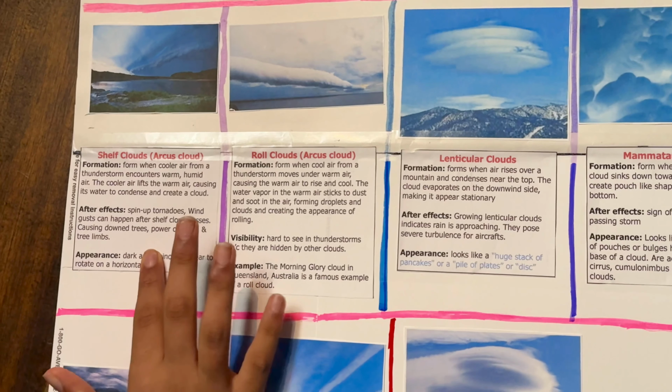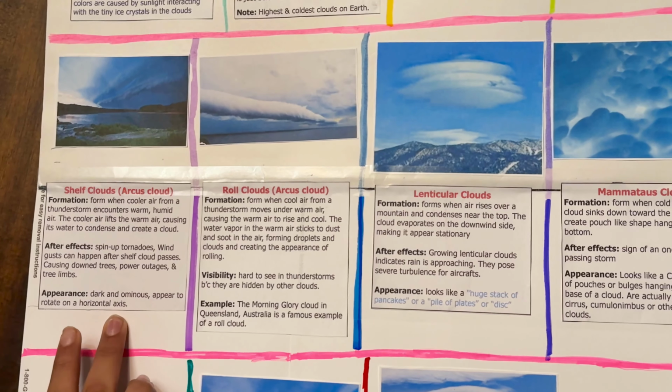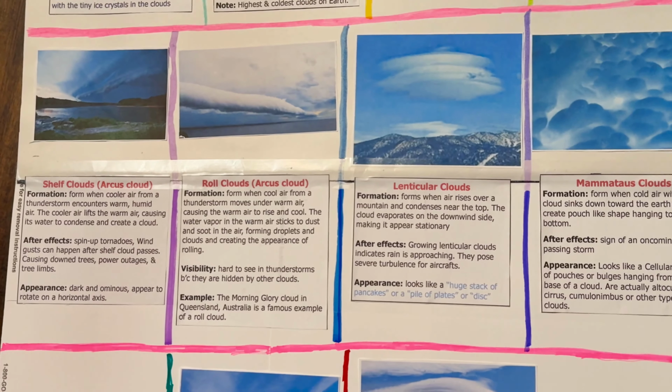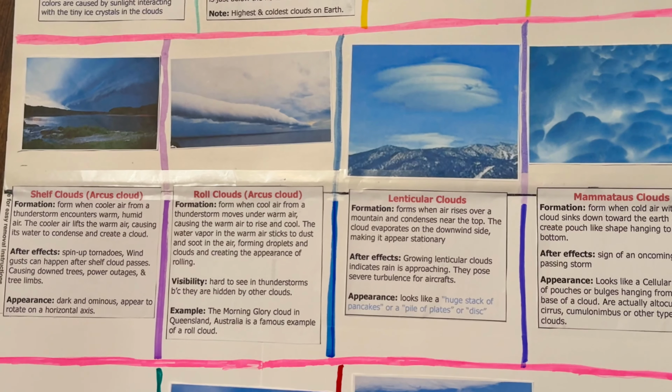So those are shelf clouds and roll clouds, which are Arcus clouds. Shelf clouds do bring thunderstorms like tornadoes, and they can also bring storms such as lightning or other things that could cause damage to the environment.